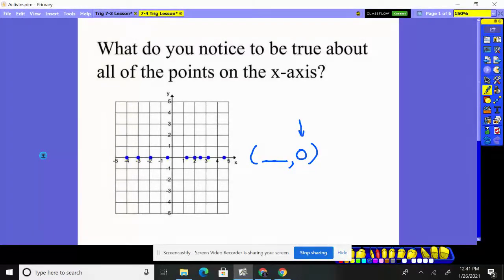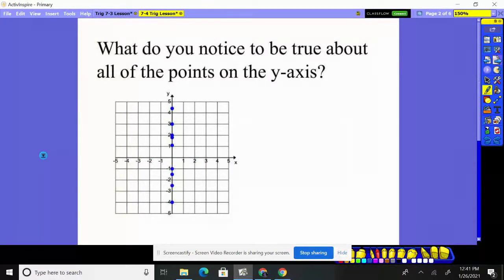So you know that always if something's on the x-axis, the x-intercept, you know the y value is going to be 0. Now the x could be whatever, like here, 4.5 and 3.1 and 2.5. You don't know what this is going to be, but you do know the y value will be 0.